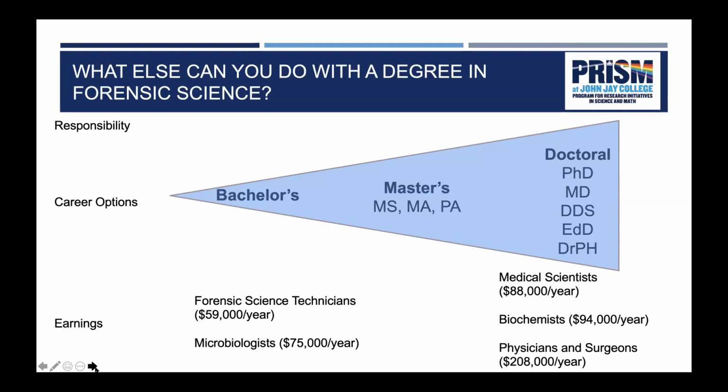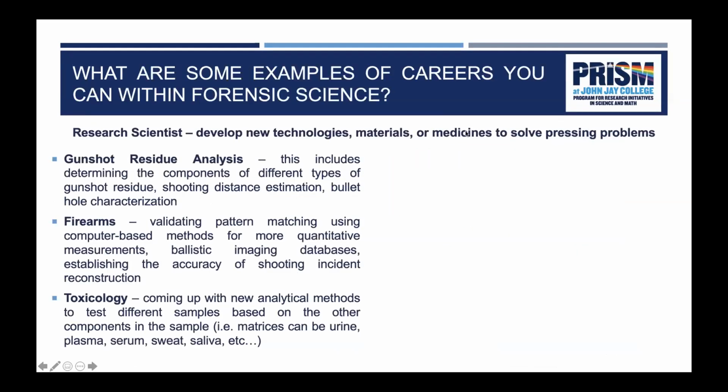Some of the careers you can pursue in forensic science include being a research scientist, where you would be looking at gunshot residue analysis, determining the different components of gunshot residue. You could look at firearms, which is validating the patterns using computers to get more precise measurements, and ballistic imaging databases. Constructing these ballistic imaging databases helps others establish the accuracy of a shooting incident reconstruction.